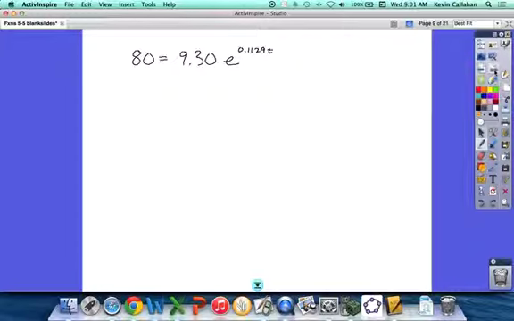Let me get my calculator. How do I solve this exponential equation? First step, isolate. In this one, what do I have to do to isolate? Divide by the 9.3. 80 divided by 9.3 equals e to the 0.1129t. Then what? Take the log of both sides.